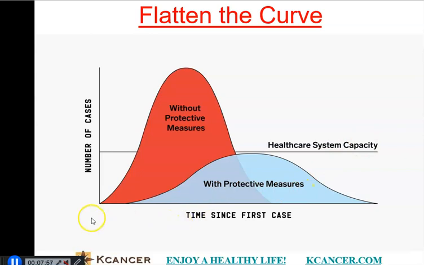In this graph, the horizontal line is the time since the first case. The vertical line is the number of cases, total cases at any time point.